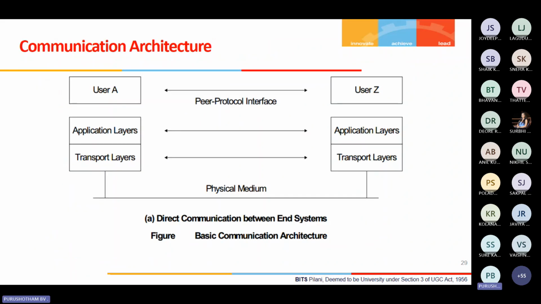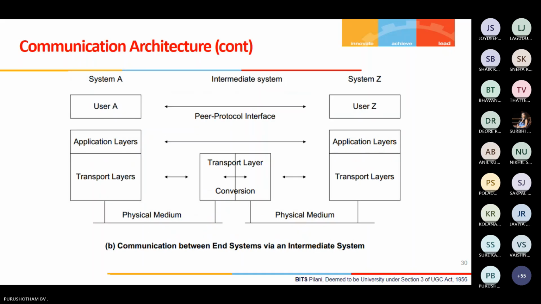So user A and user Z want to communicate. So multiple layers are being used. Then a peer-to-peer protocol interface is there. There exists a physical medium which can directly transfer the data to and from. Suppose if you consider the OSI reference model, there is going to be a transport layer and conversion of things will happen with respect to that.